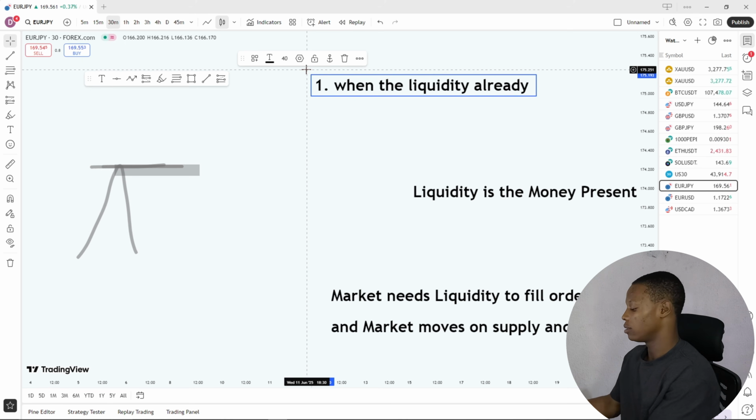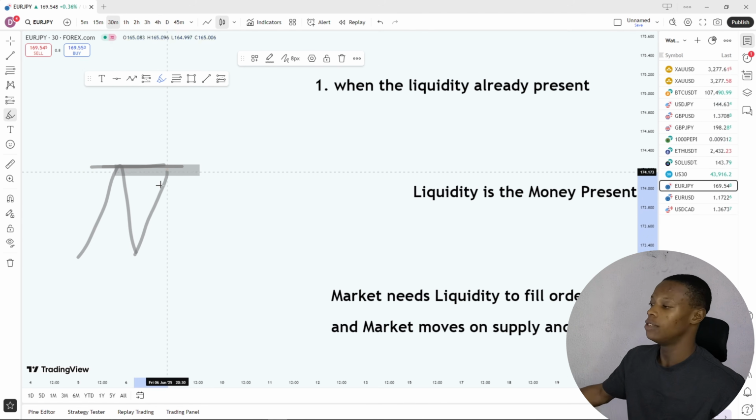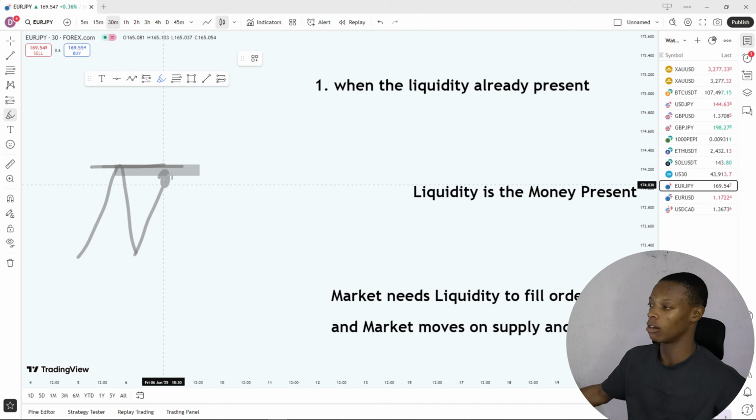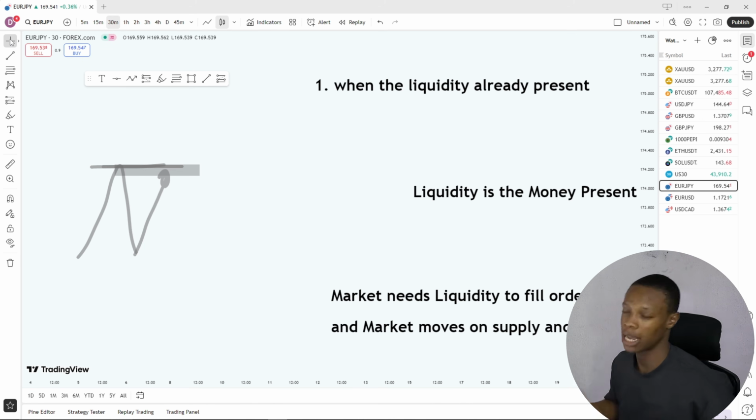Now, if they're trying to sell from this supply level, once they take a sell, they're going to need traders who are going to buy from them, and the order is going to get filled. Generally, this is what trading is. Traders are the ones who move the market, and once they enter the market, that's when the price is going to move.